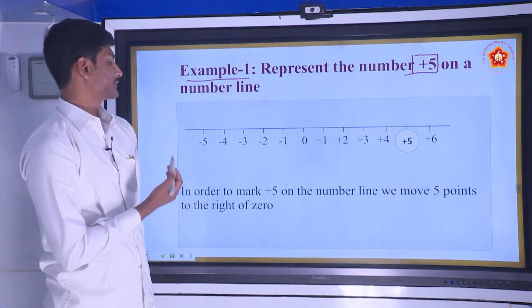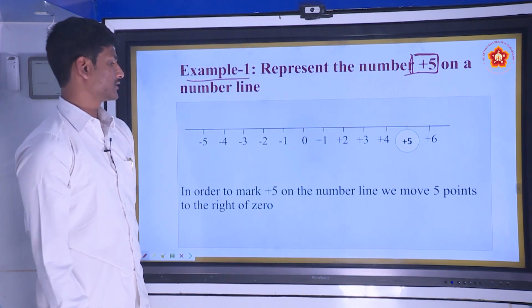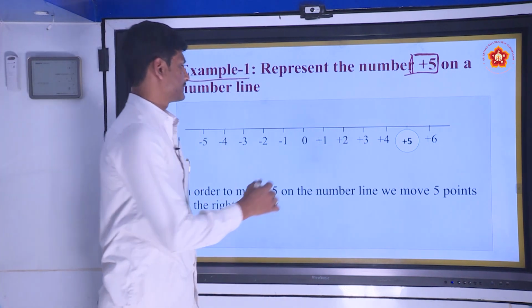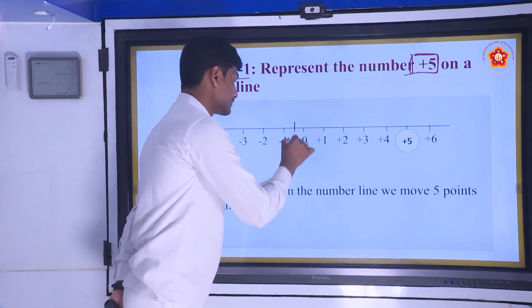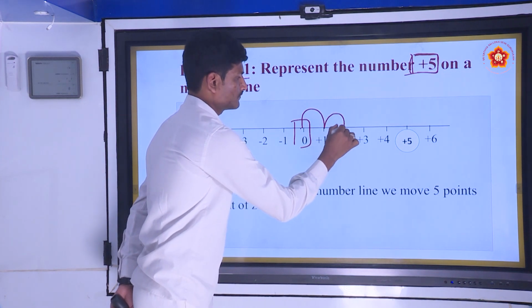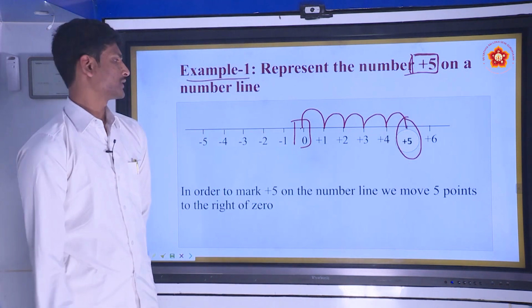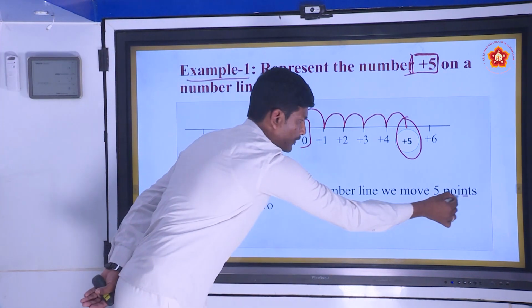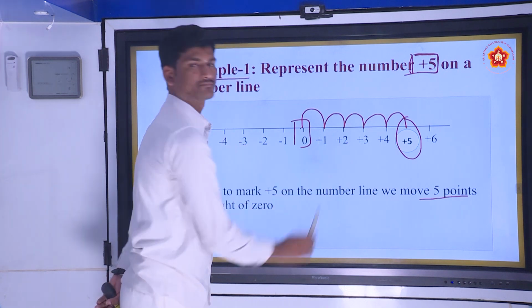Right? Then, in order to mark plus 5 on a number line, we move 5 points, 5 steps. We start from 0 on the number line. 1, 2, 3, 4, 5. Got it? Plus 5. In order to mark plus 5 on the number line, we move 5 points to the right of the 0.